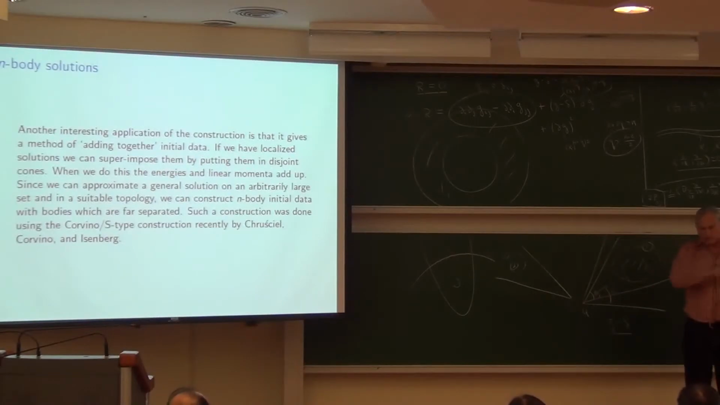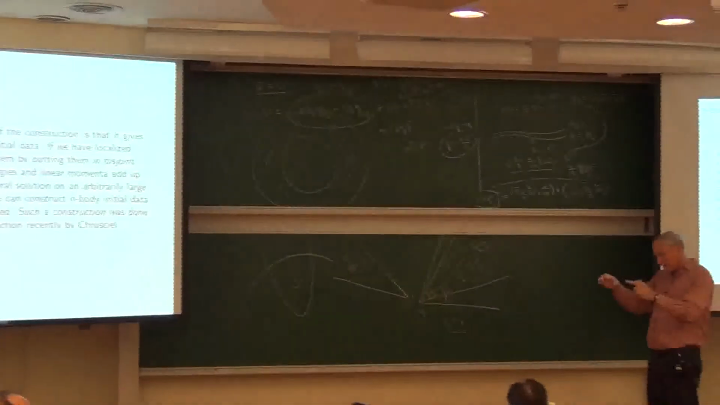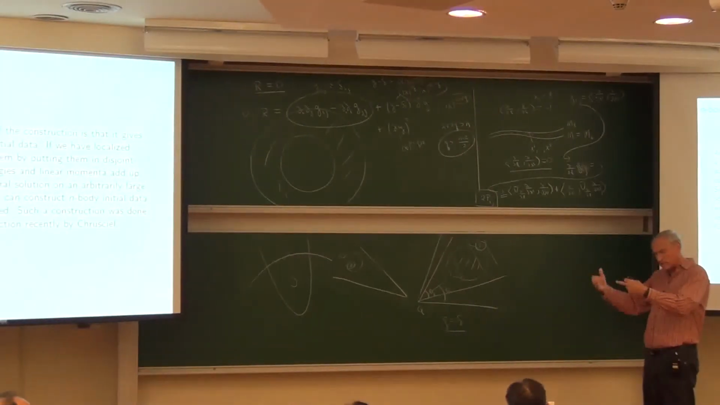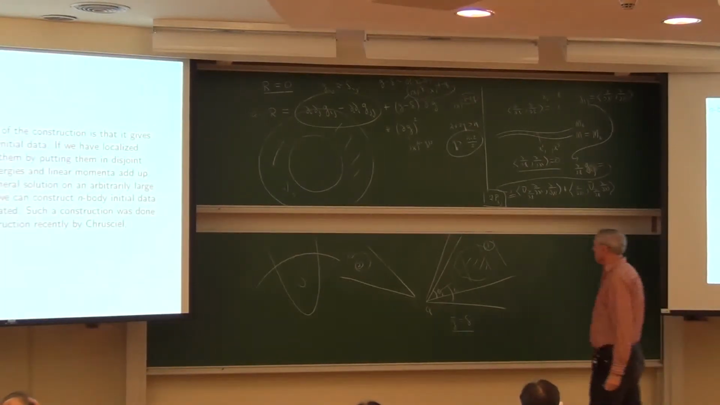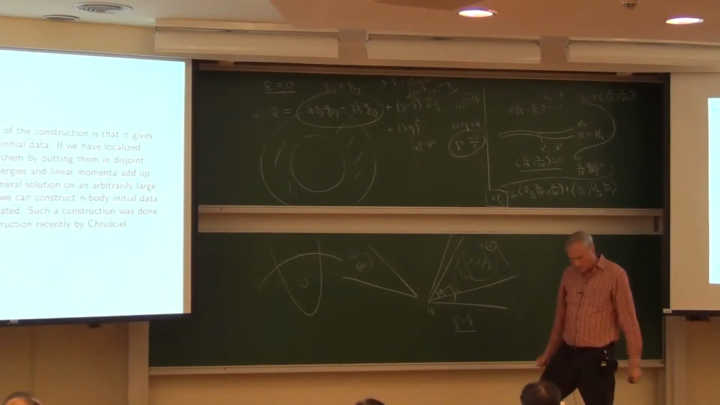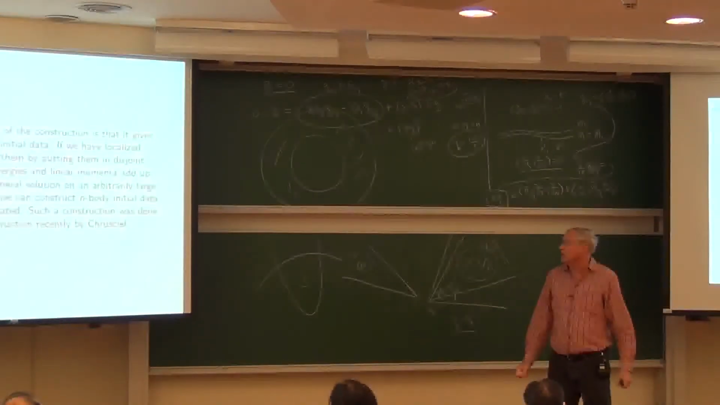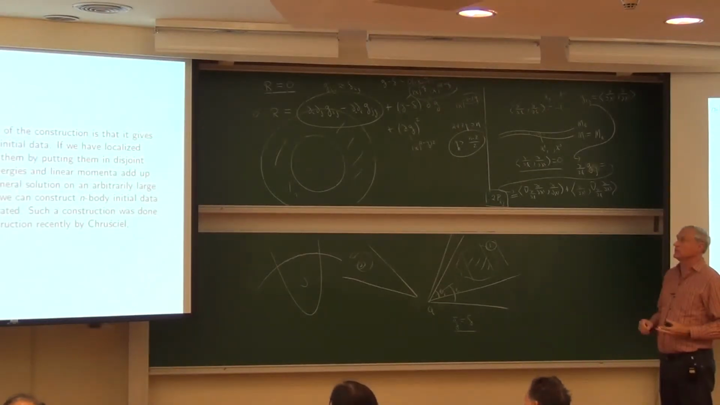And then the total energy and linear momentum will just be the sum of the two, because the contributions in the exterior of the cones will be 0. The data is trivial there. And so what I get is a new solution whose energy is the sum of the two energies, whose linear momentum is the sum of the linear momenta, and which agrees on arbitrarily large sets with the ones I started with. So it gives a very appealing construction of what are called n-body solutions.